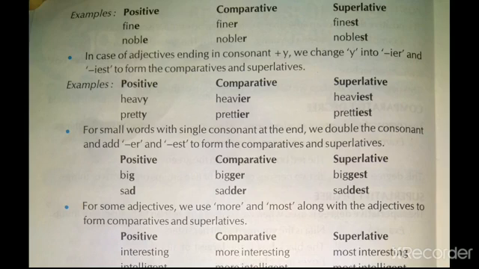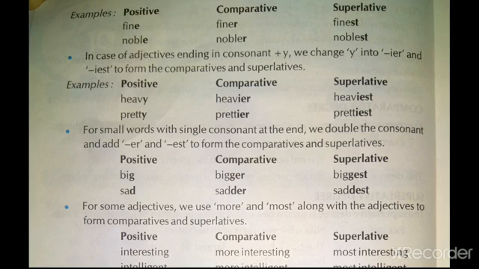Next point, in case of adjectives ending in consonant plus Y, we change Y into IER and IEST to form the comparative and superlative. It means we cancel the Y and instead of that we write I and then ER and EST. Examples: heavy, heavier, heaviest, pretty, prettier, prettiest.